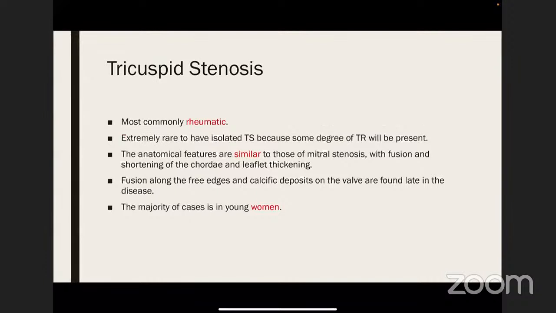Tricuspid stenosis is most commonly rheumatic. It is extremely rare to have isolated TS because some degree of TR will be present. The anatomical features are similar to those of mitral stenosis, with fusion and shortening of chordae and leaflet thickening. Fusion along the free edge and calcific deposits on the valve are found late in the disease, with the majority of cases in young women.